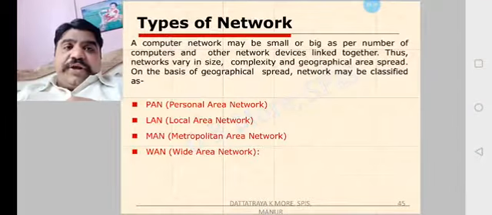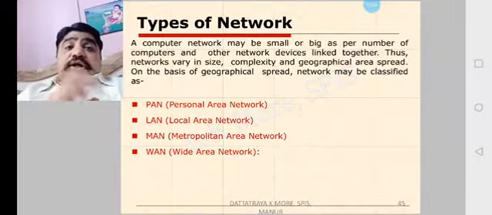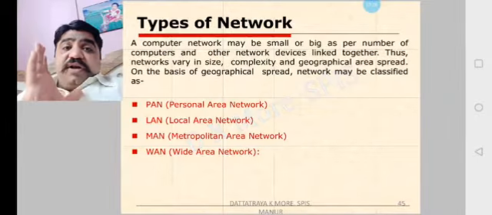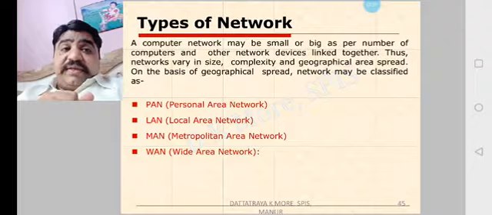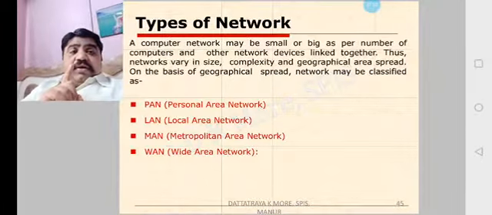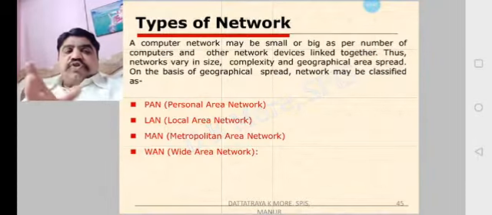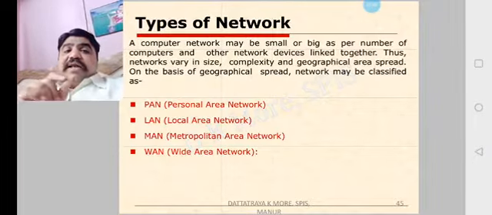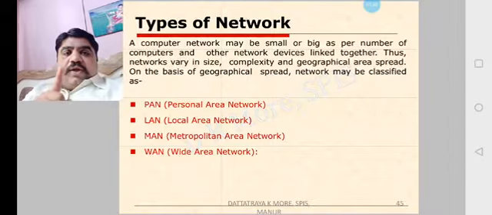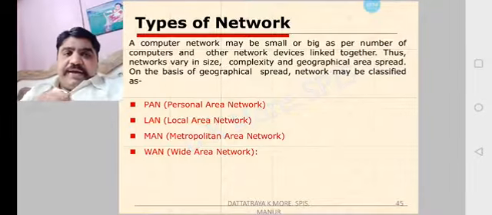Now let's see the types of network. A computer network may be small or big as per the number of computers and other network devices linked together. Thus networks vary in size, complexity and geographical area spread. On the basis of geographical spread, networks may be classified in these 4 ways: PAN, personal area network; LAN, local area network; MAN, metropolitan area network; WAN, wide area network.